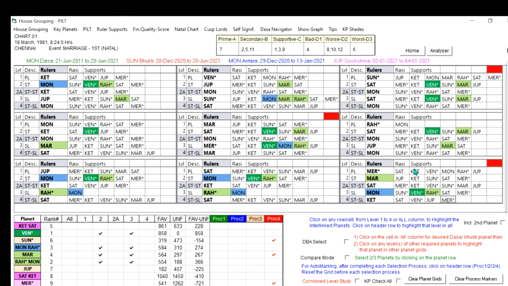So the planets having these 4 planets in their consequent levels, importantly second level and third level, will be supportive for the event. Now you can see which planets have such a combination: Jupiter, Saturn and Mercury. The remaining planets have only one of the planets as the ruler. Jupiter and Saturn have the Moon and Rahu.